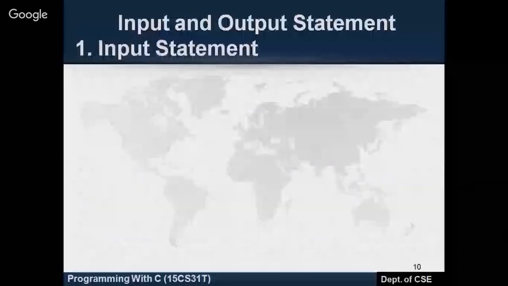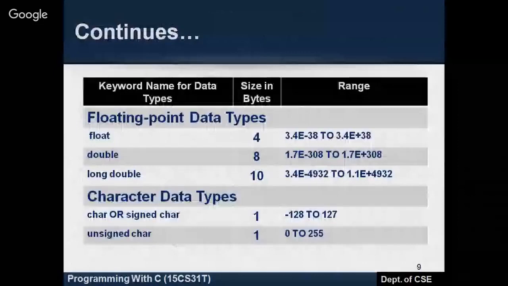One more data type is void. You represent it by using the keyword void. Void means that there is no value on that. Always the void data type we use for functions, because sometimes you are transferring values from one function to another function.